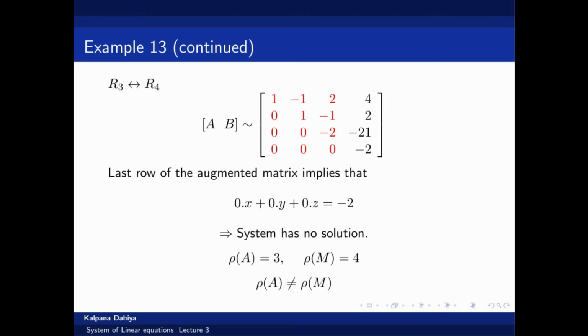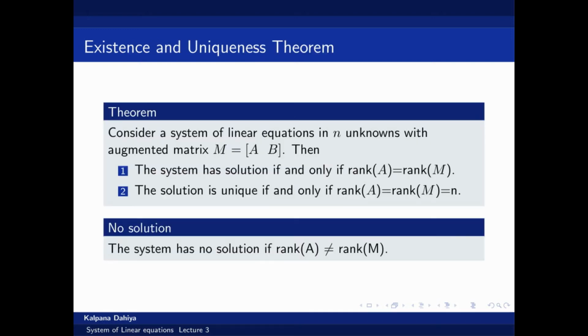If we talk about the rank of the matrix, we see that the rank of the coefficient matrix here is 3, while the rank of the augmented matrix is 4. They are not equal. From various numerical problems, we have observed that the system has a unique solution if rank of the augmented matrix is equal to rank of coefficient matrix, and this is equal to the number of variables. And for a system to have a solution, rank of coefficient matrix A should be equal to the rank of the augmented matrix. If they are not equal, then system has no solution.